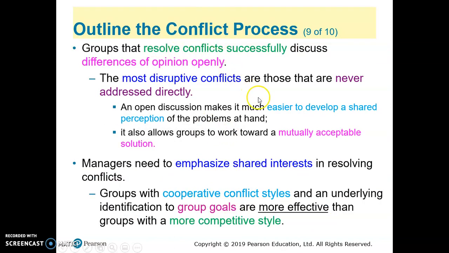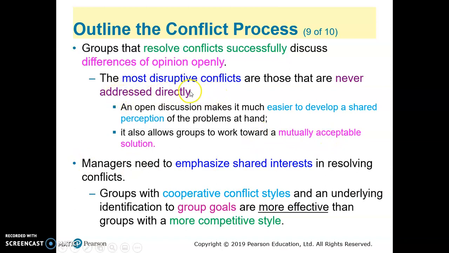Groups that resolve conflict successfully normally discuss differences of opinion openly. When they discuss their opinions openly, there will be suggestions to overcome the problems. The most disruptive conflicts are those that are never addressed directly. Normally when we have conflicts, if we keep them aside, it will lead to more serious problems. An open discussion makes it much easier to develop a shared perception of the problems, and also allows the group to work toward a mutually acceptable solution.